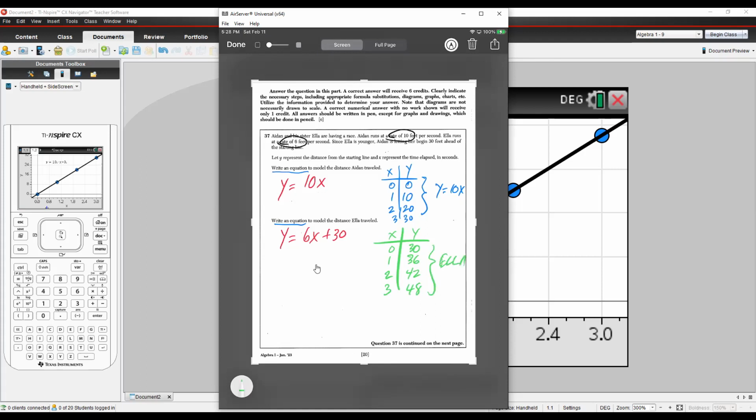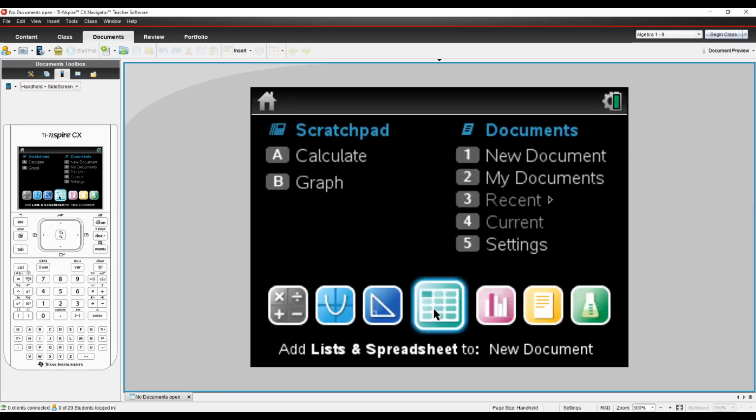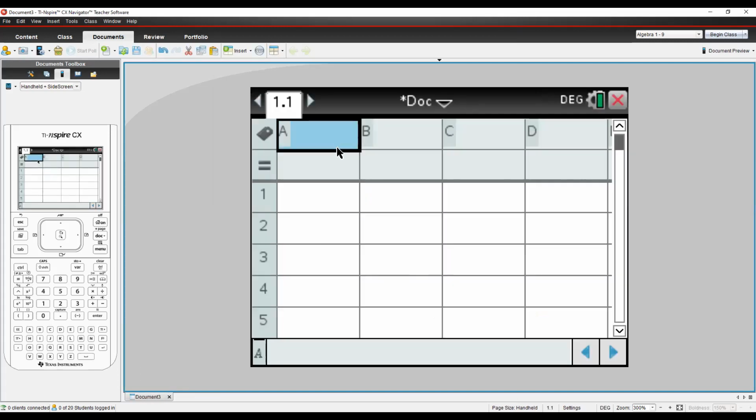And we can do the same thing. So let me go back over here. I'm going to delete this, and I'm going to start over. And I'm going to say this is for Ayla. This is going to be X. This is going to be Y.